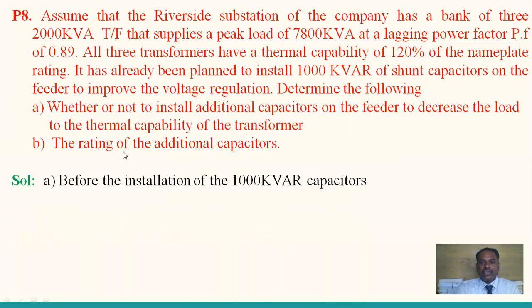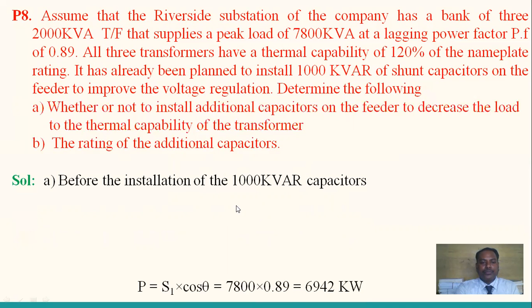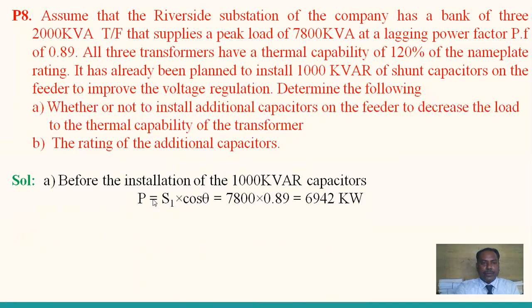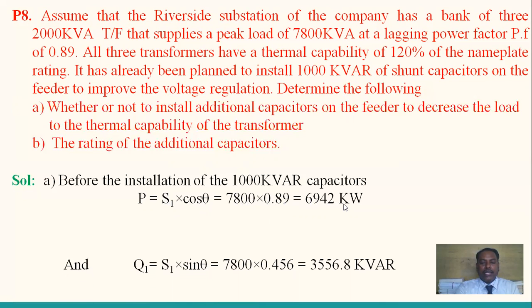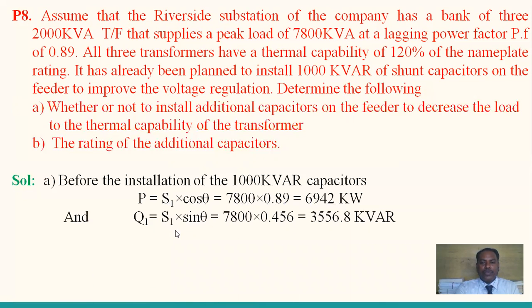Before the installation of 1000 kVAR capacitors, the apparent power S1 is given in kVA. Real power P is equal to VI cos phi, where VI is the apparent power. S1 into cos phi, which is equal to 7800 into 0.89, which is equal to 6942 kilowatt.